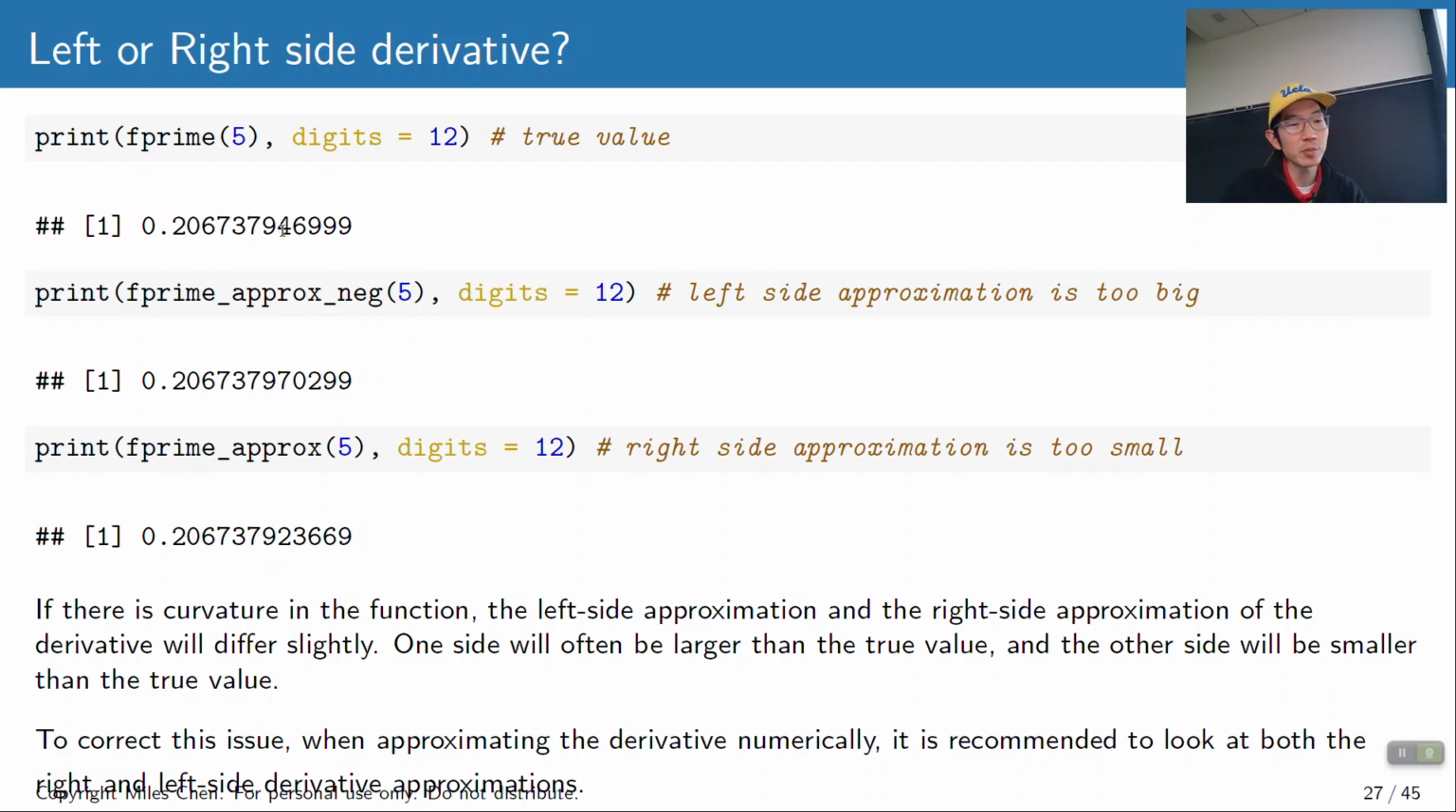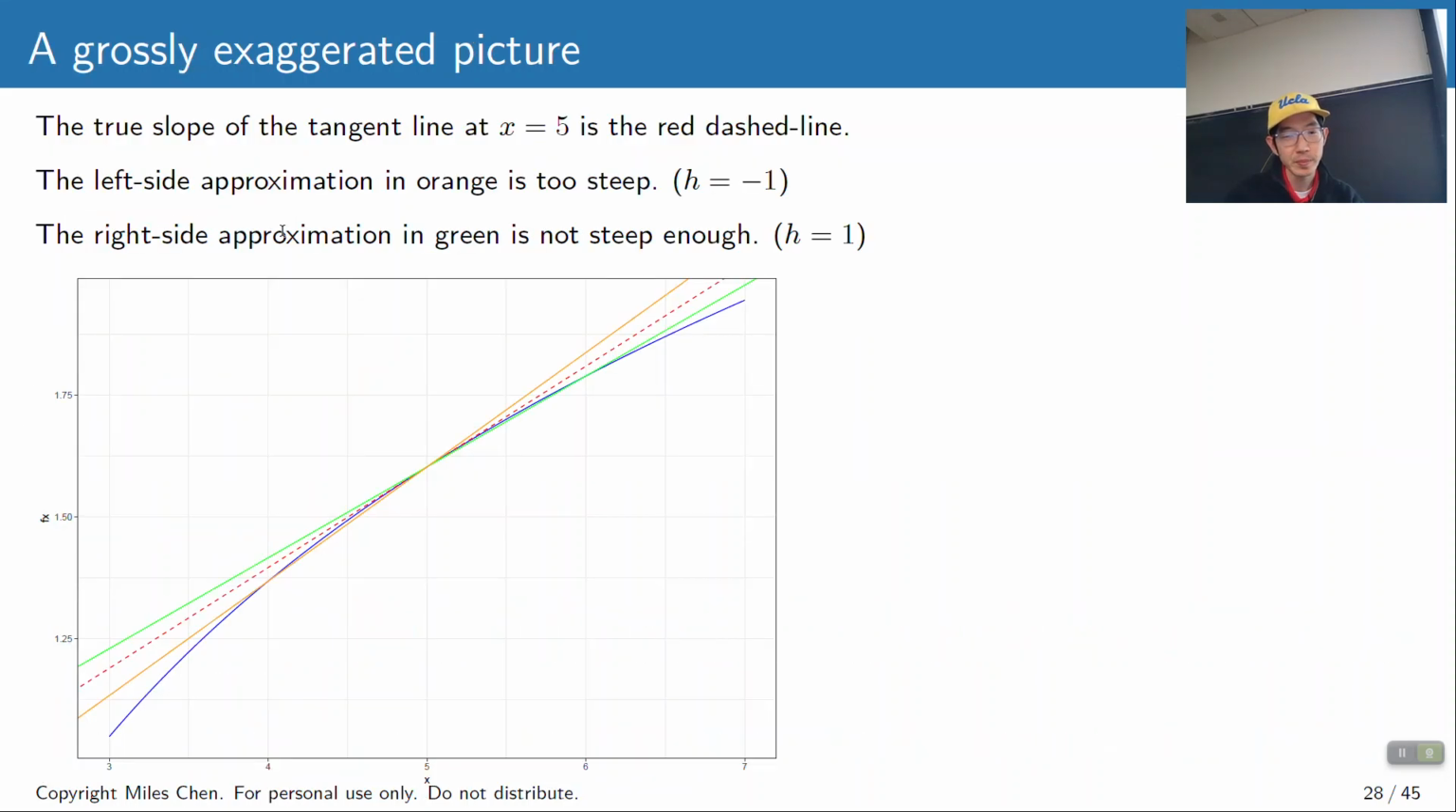That's because there's a little bit of curvature in the function, and it's concave down at this point. So here's an exaggerated illustration. The function is this blue line.